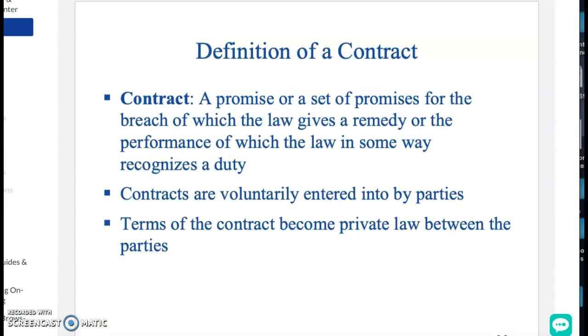So the definition of a contract is a promise or set of promises for the breach of which the law gives a remedy, or the performance of which the law in some way recognizes a duty. Contracts are voluntarily entered into by parties, and we'll get into what voids a contract in just a little bit. Terms of the contract become private law between the parties. Obviously, the law governs that private law, but there is no government entity for the most part on the other side.